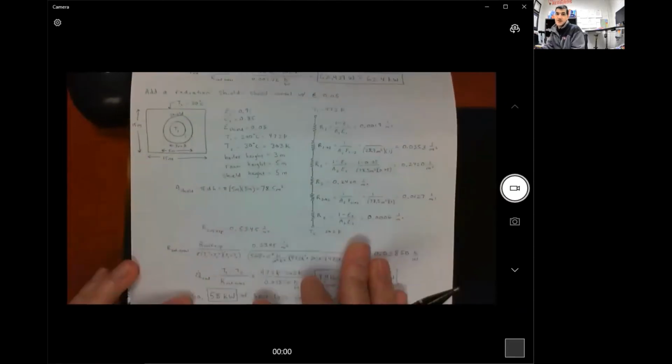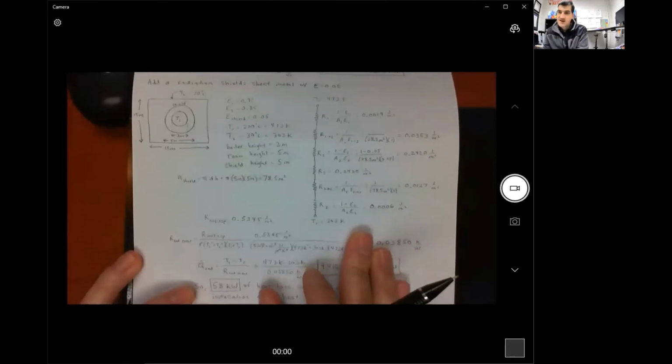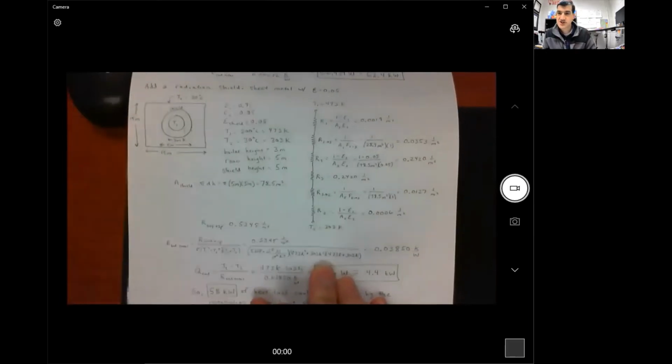It makes it kind of nice because all the dimensions are the same and the parameters are the same, except for adding this thermal radiation shield. So when we add a thermal radiation shield, we add 2 surface resistances: a resistance for the radiation coming into the radiation shield, and the surface resistance coming out of the radiation shield.